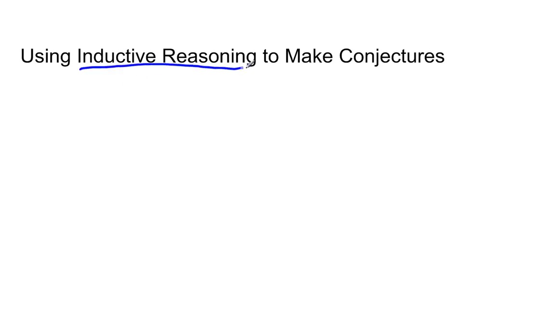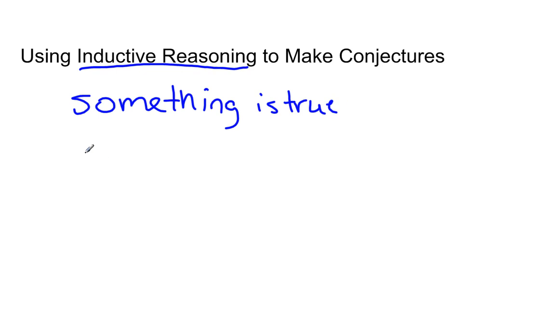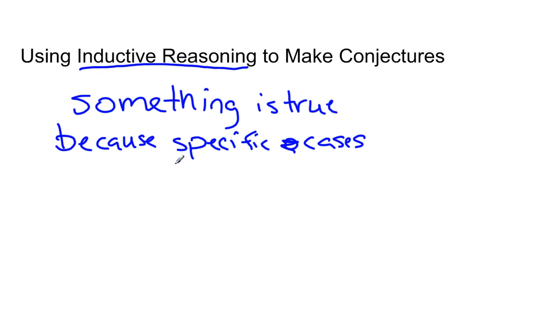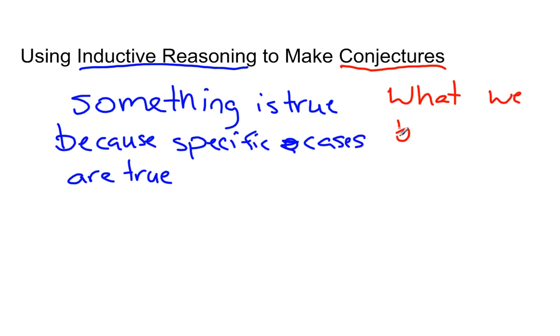So inductive reasoning. What this is, oh, my alarm's going off, is reasoning to say something is true because specific cases are true. And we're going to give some examples. Specific cases are true. So that's our first part. And then conjectures. This is like the math version of a hypothesis. This is what we believe to be true.